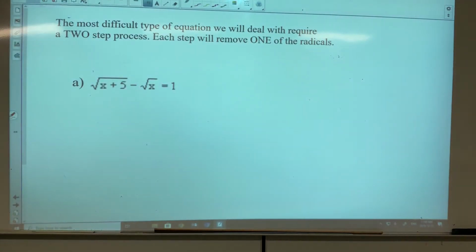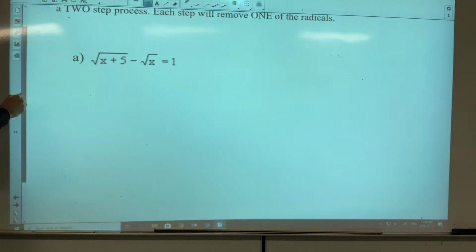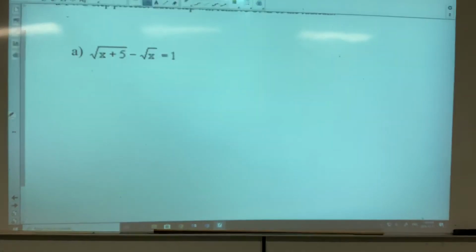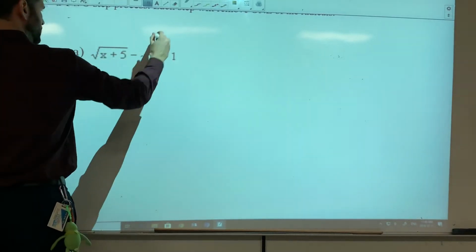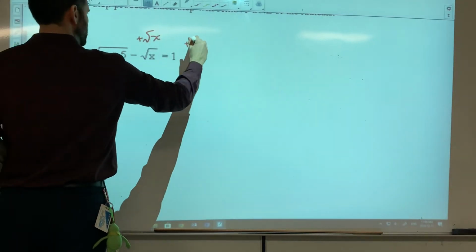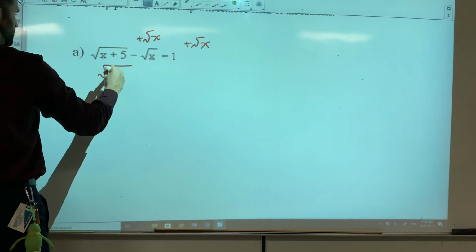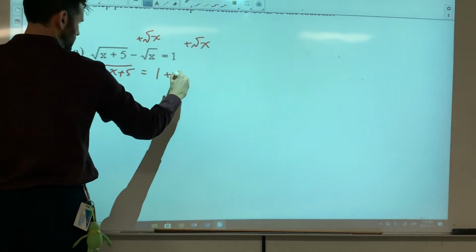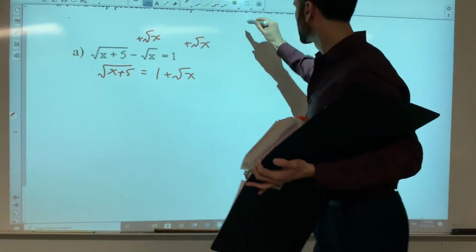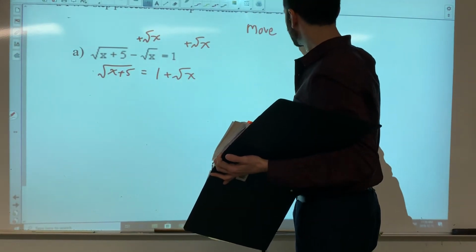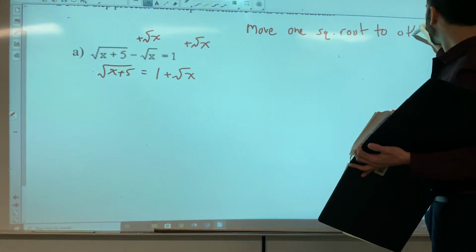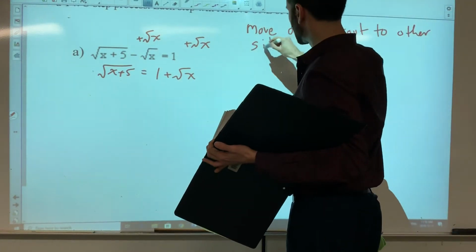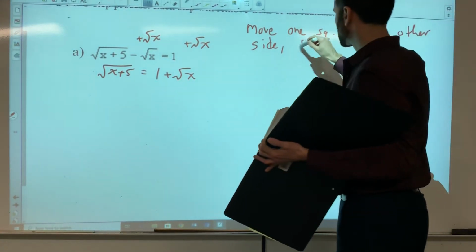What else you got? Okay, so here's one of those 2-step process ones I was talking about. So you got 2 radicals that are not like terms. And no matter what you do, when you split these up, so say I decide to add the square root of x to both sides. So you get the square root of x plus 5 equals 1 plus square root x. Okay, so I'm just going to write move 1 square root to the other side, then square.